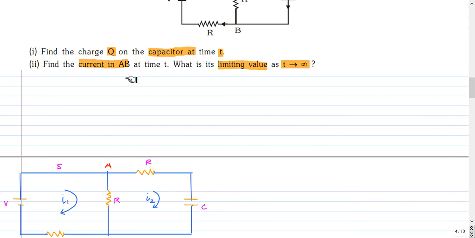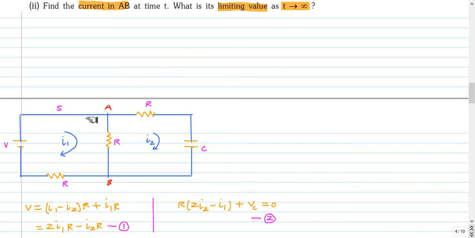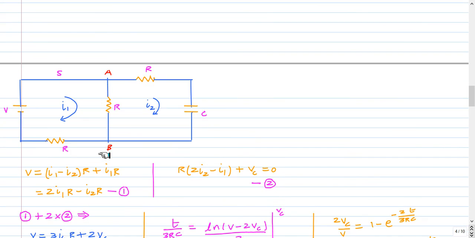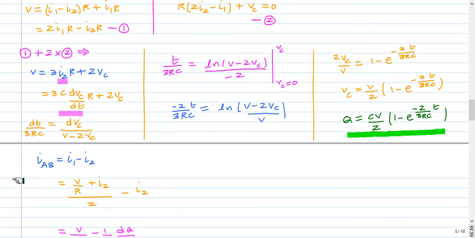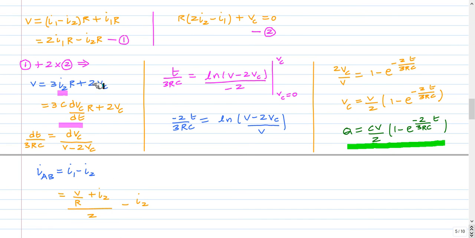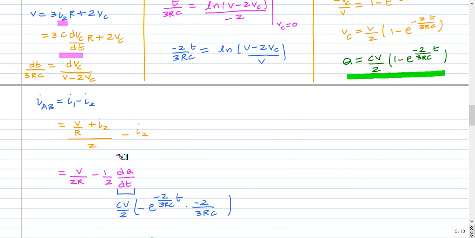Next we have to find the current in AB. So current from A to B is I1 minus I2. IAB is I1 minus I2. And I1 we can get from this equation as V by R plus I2 by 2. And I2 is the current that's flowing the capacitor, that is dq by dt. An expression for Q we have here.